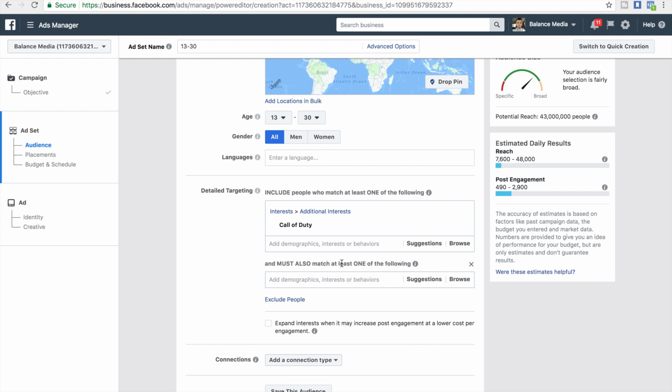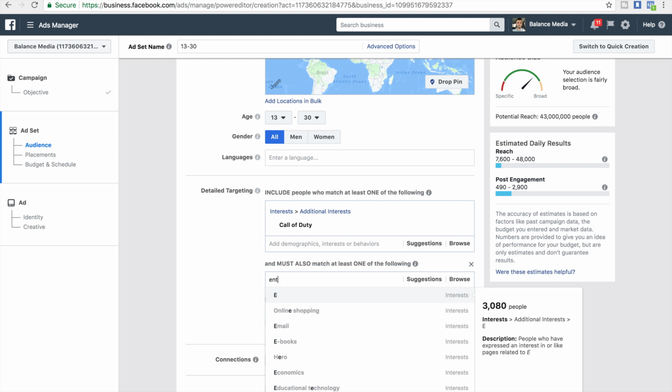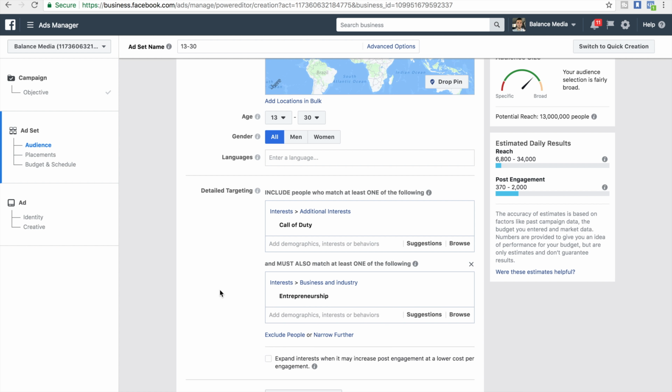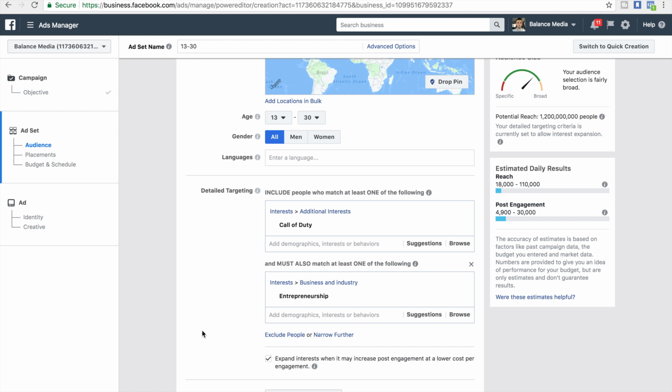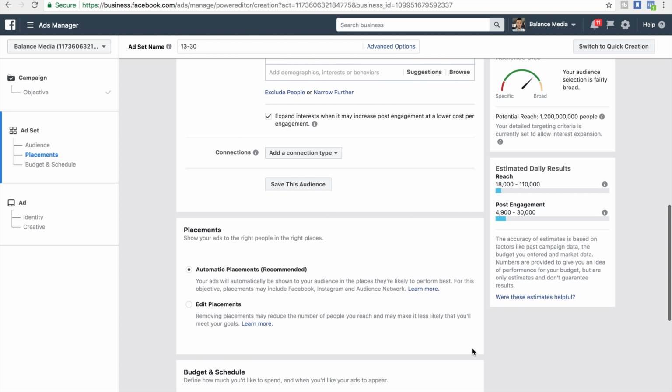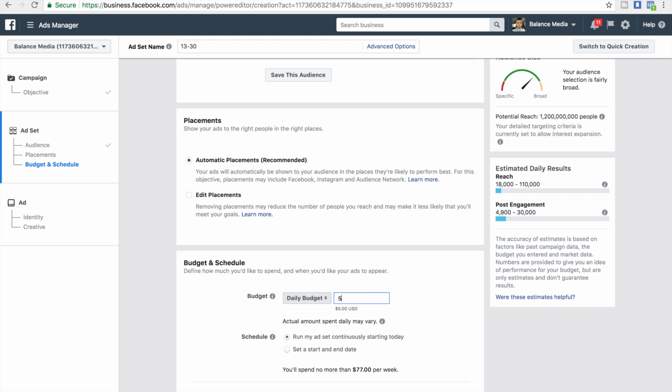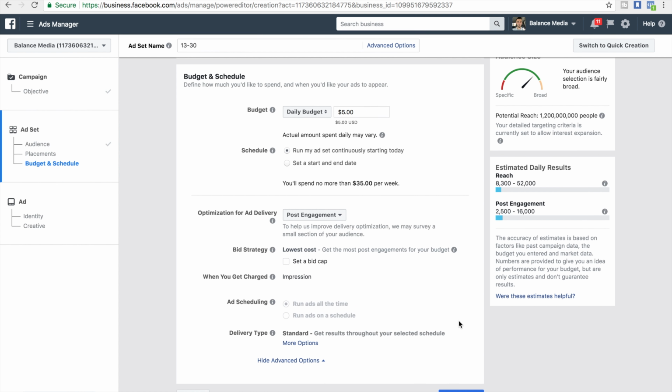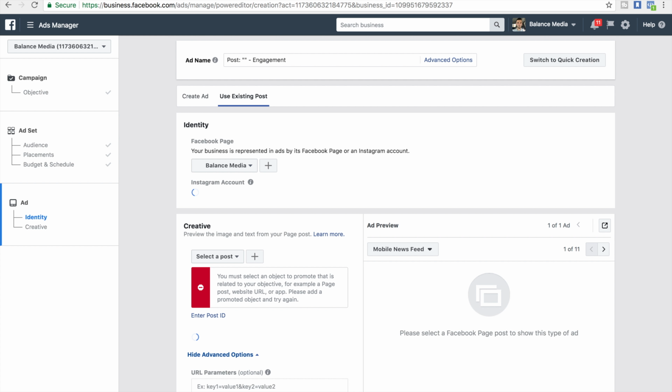But I want to narrow the audience and get people who are also interested in entrepreneurship. That way, when I'm playing Call of Duty and I have the mic on, I could be talking to relevant people who are interested in what I like to talk about. So as you guys can see here, estimated daily results are a little ridiculous because of how many people can see it. I'm not gonna pay $11 a day to this. I'll pay like $5. And on average, I should be getting about 2,500 to 16,000 different people going to my Facebook ad.